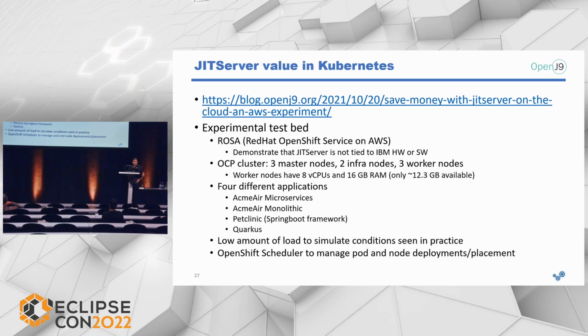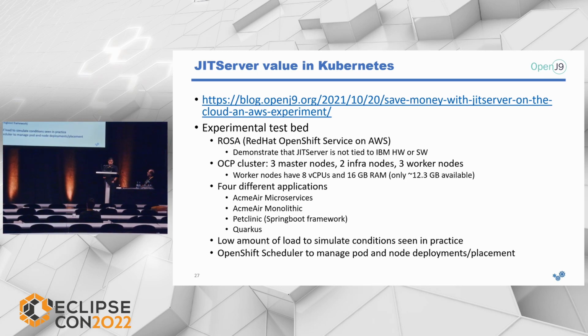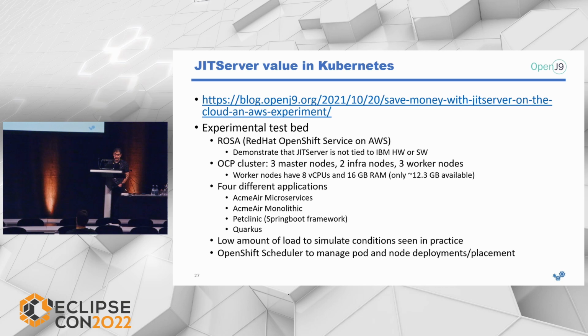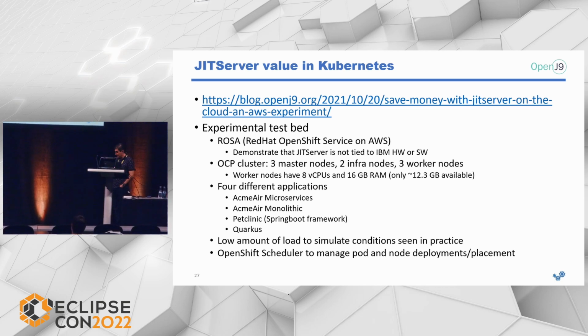First, we'll show you how JITServer can improve cost when running Java applications in the cloud. For this experiment, we use ROSA, which stands for Red Hat OpenShift Service on AWS. We used the Amazon cloud to prove that this technology is not tightly connected to IBM hardware or software. It can work with any cloud provider.